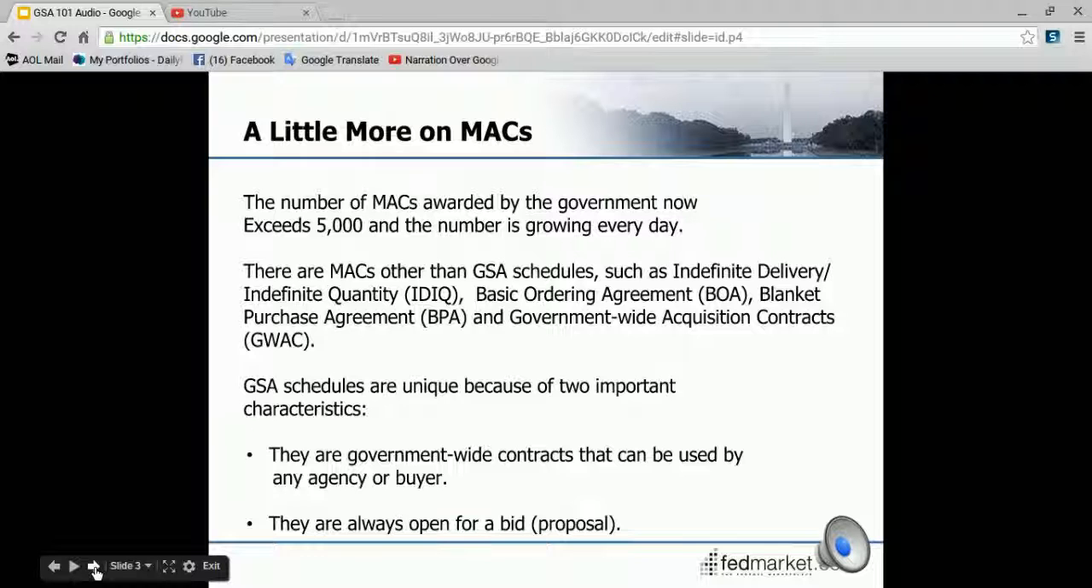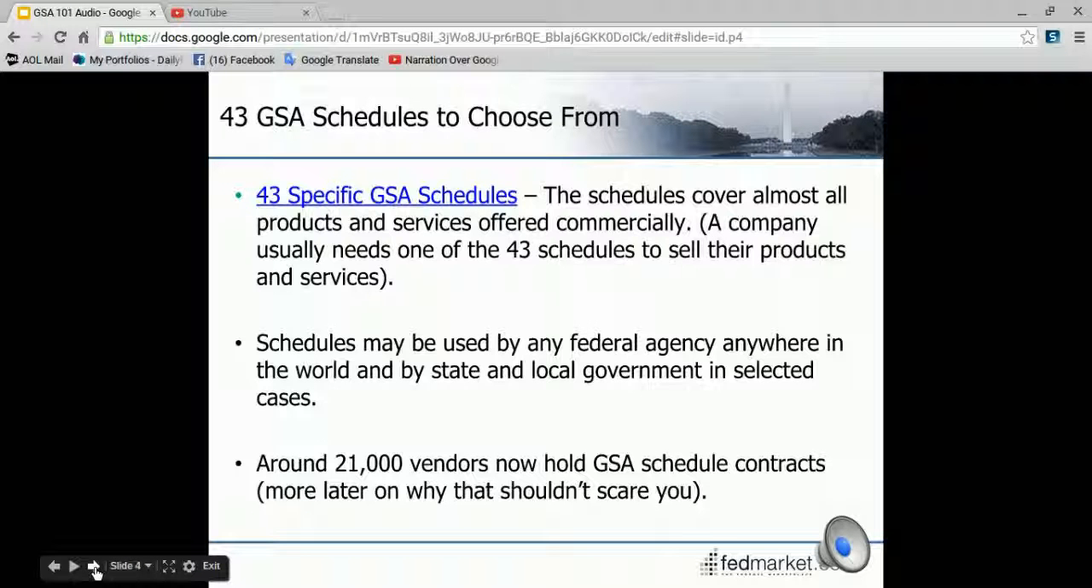GSA schedules are unique because of two important characteristics. They are government-wide contracts that can be used by any agency or buyer, and they are always open for a bid. There are over 40 schedules to choose from. The schedules cover almost all products and services offered commercially. A company usually needs one of the 43 schedules to sell their products and services. Schedules may be used by any federal agency anywhere in the world and by state and local government in selected cases. Around 21,000 vendors now hold GSA schedule contracts. More later on why that shouldn't scare you.